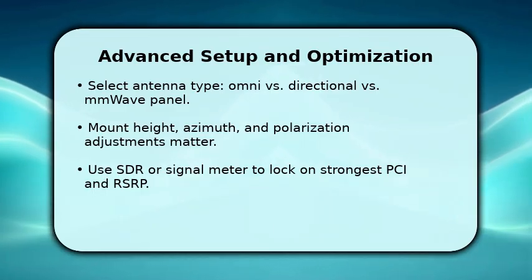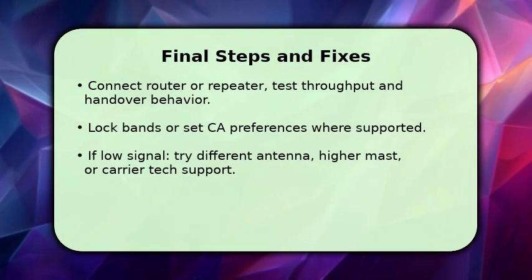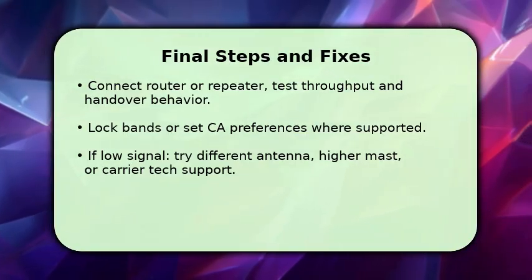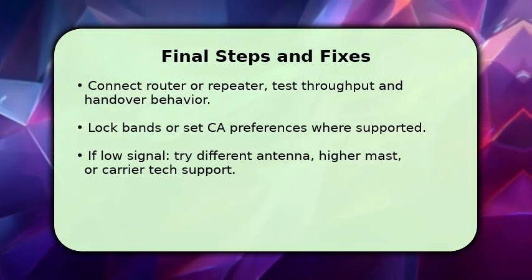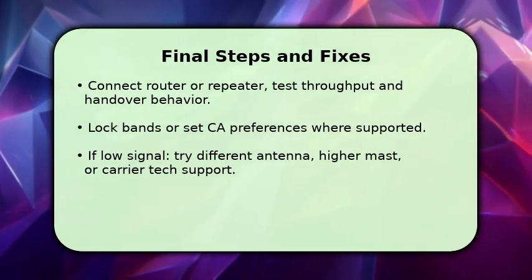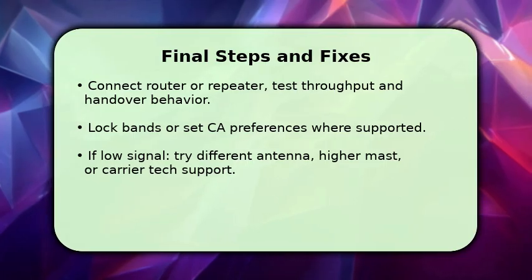You finish by integrating the improved feed into your modem or 5G router, then run throughput and stability tests to verify real-world gains. Once done, lock preferred bands or carrier aggregation settings if your device allows. This prevents unwanted roaming to weak bands.